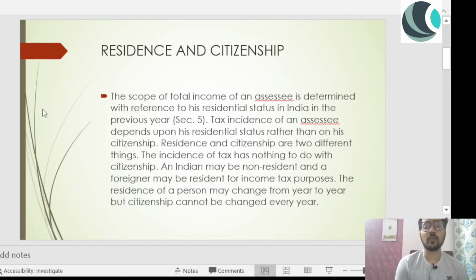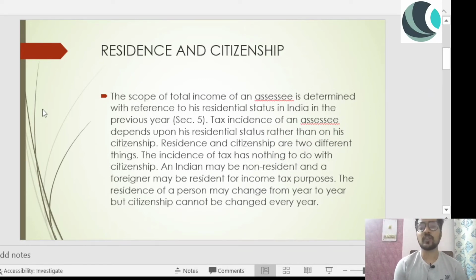While we are talking about the scope of the Income Tax Act, we have to remember that we are particularly focusing on residentship, not citizenship. So if I am a resident of USA, I won't be paying tax in India because I wasn't residing in India for that while. But let's suppose someone who is a UK citizen or US citizen has been living or residing in India for a while. They have to pay taxes in India irrespective of whether their citizenship belongs to India or not. Right. So the scope of total income of an assessee is determined with reference to his residential status in India in the previous year.